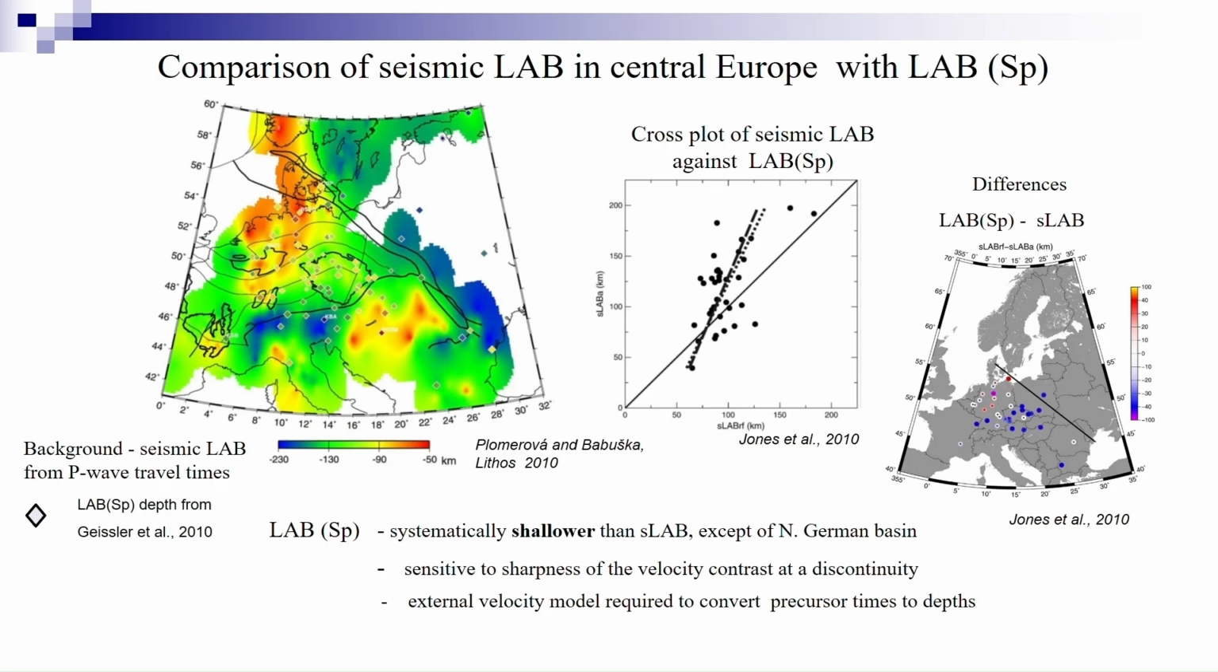Comparison of the LAB depth from SP receiver functions in Central Europe with the one from seismic tomography shows that the LAB from the receiver functions is systematically shallower, blue colors in the figure on the right, except for the LAB in the northern part of Central Europe.